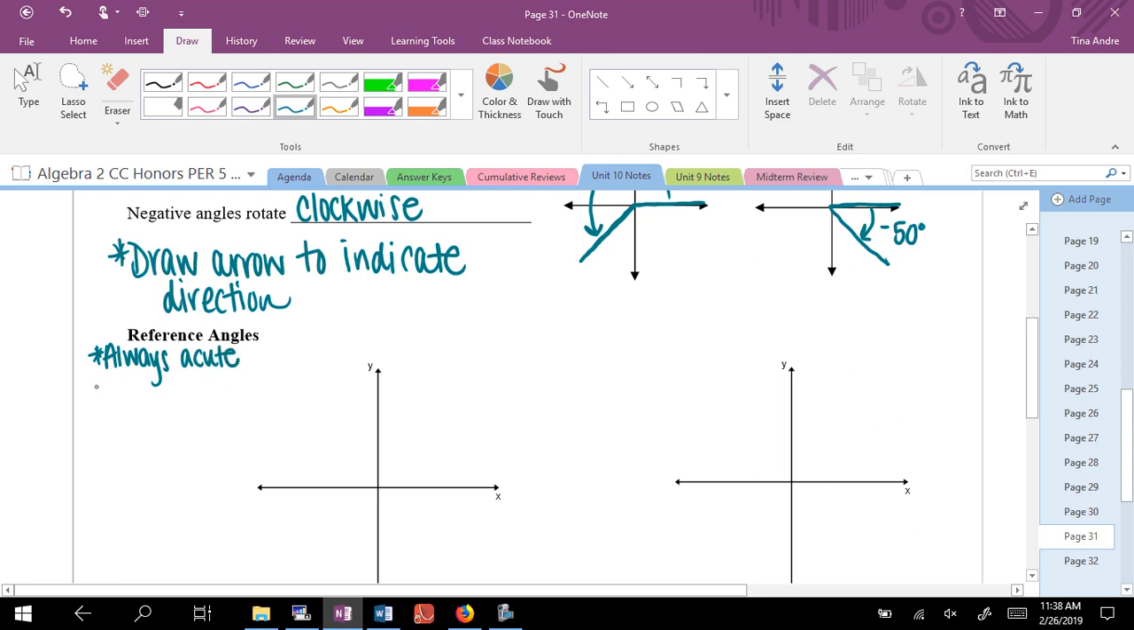So what that means is their value will always be between 0 and pi over 2 radians, or you could say between 0 and 90 degrees. Acute angles are always less than 90 degrees. It's the angle that's found in the bow tie.